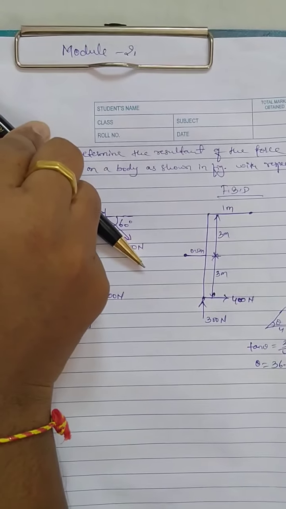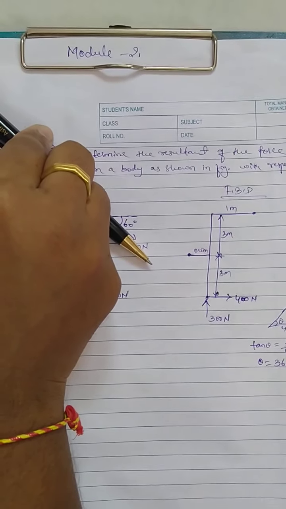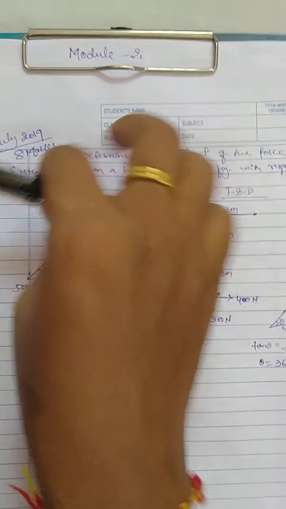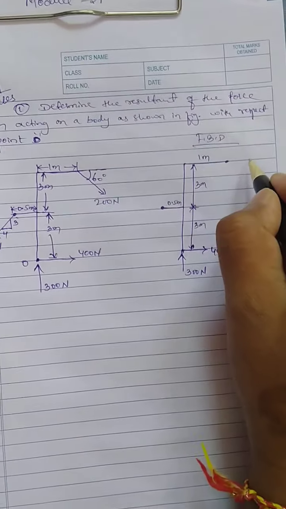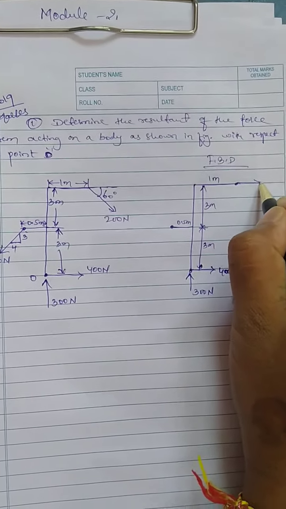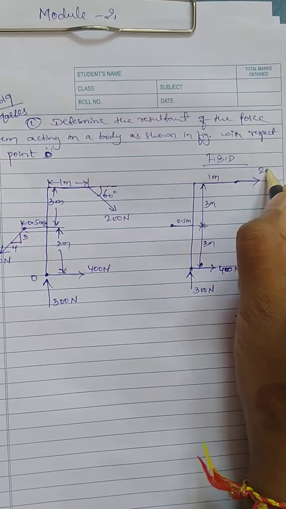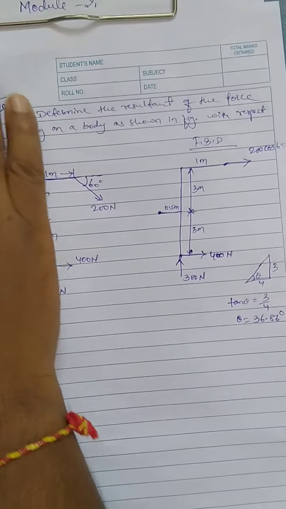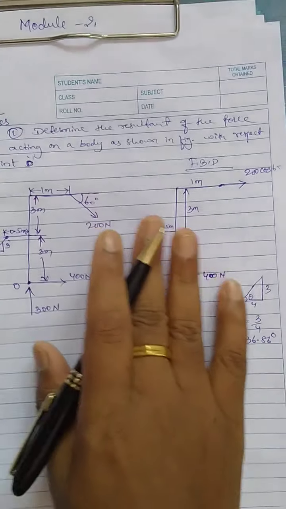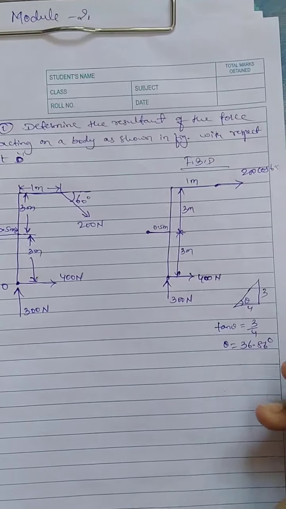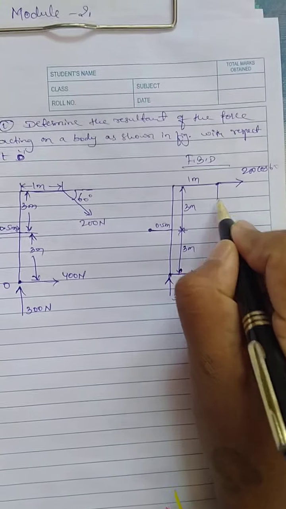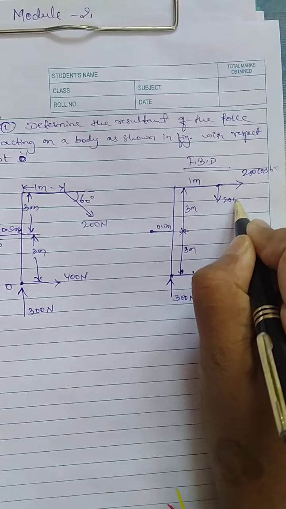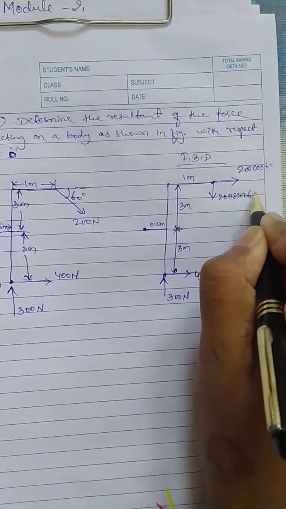This force is in fourth quadrant, making an angle 60 degree with respect to x. When I bring it along x, it is acting towards right. So here we will show a force acting towards right, which is 200 cos 60. Then vertically down, it is 200 sine 60.